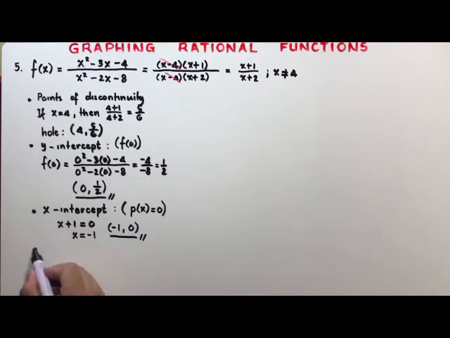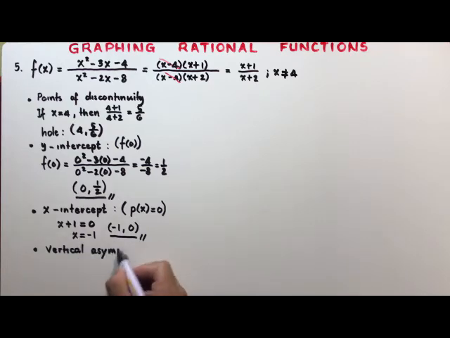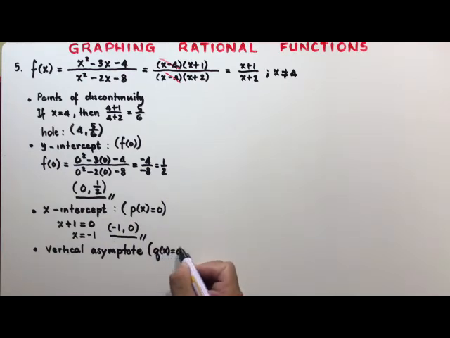So let's proceed also to our vertical asymptote. Our vertical asymptote can be obtained by setting the denominator equal to 0. And our denominator there is x plus 2. So x plus 2 is equal to 0. Therefore, x is equal to negative 2. So this is again our vertical asymptote.